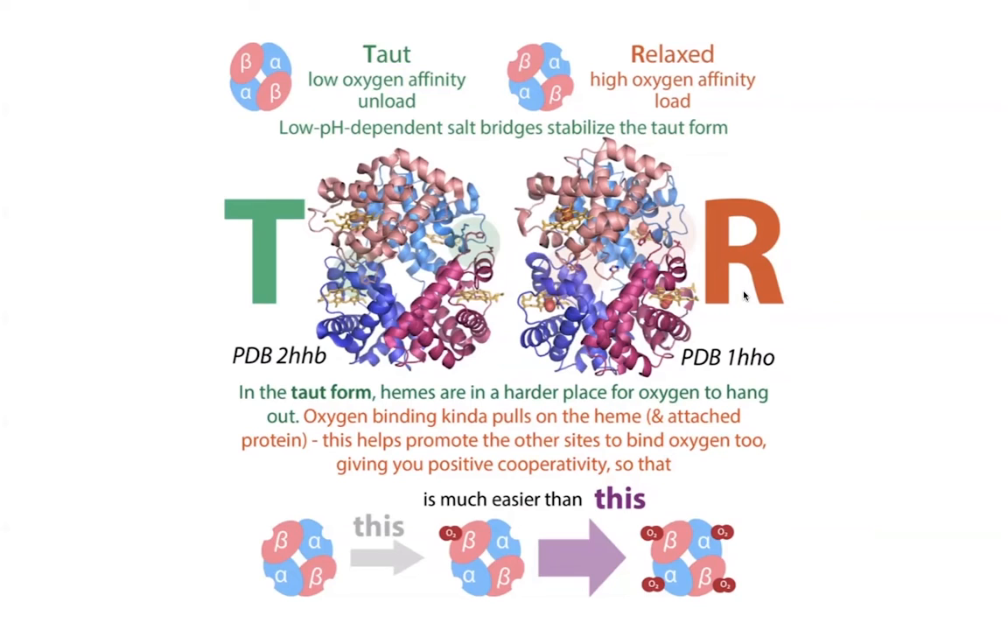We can refer to these as the taut and relaxed forms, or T and R. So this taut form is going to be your deoxy form, because you don't have oxygen. And then this relaxed form is going to be your oxy form. And so why do we call it taut and relaxed? Well, if we look at where those shaded circles are, it's kind of hard to see here, but we'll get into it in more detail.